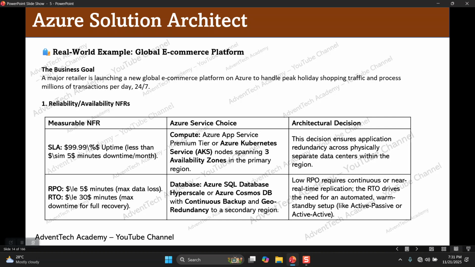If we want our RPO and RTO less than 5 minutes, we should go for the database, Azure SQL Database Hyperscale or Azure Cosmos DB with continuous backup and geo-redundancy to a secondary region. So the architectural design: a low RPO requires continuous or near real-time replication. The RTO drives the need for an automated warm standby setup.